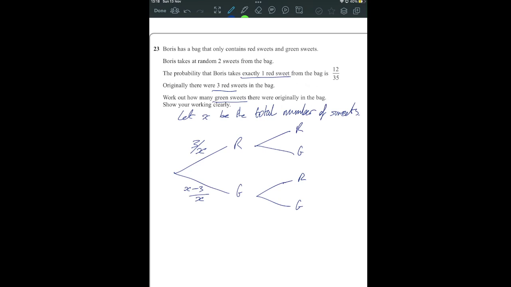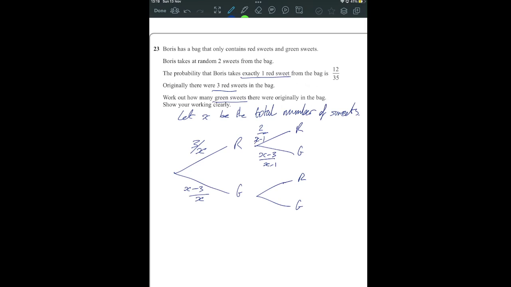Now we're taking 2 sweets, which means we're not replacing. So if we had 3 red sweets at the beginning, we now only have 2 red sweets after we picked a red one. And also the total number of sweets has decreased by 1. The number of green sweets, however, has not changed. It's still x minus 3 out of x minus 1. And again, you can check that the numerators do add up to the denominator, so those probabilities do add up to 1.